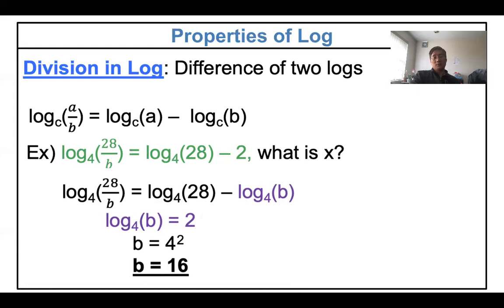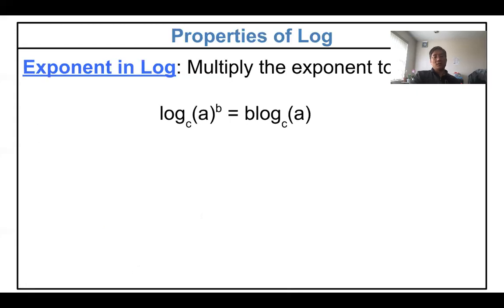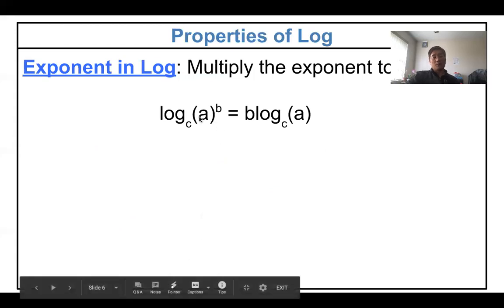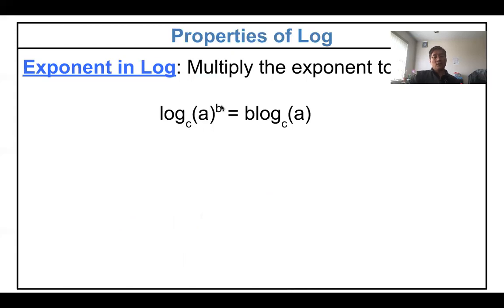And the third one is similar to the multiplication, but look, how do you deal with the exponent when you have a variable in the power? Log c is the base and a to the b power. Then this b, you can move to the front of the log: b times log c of a. You multiply b to the log c a. So let's see with the example.